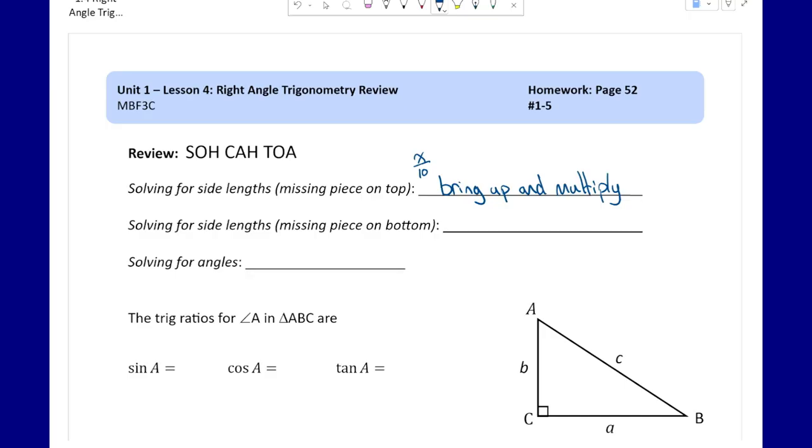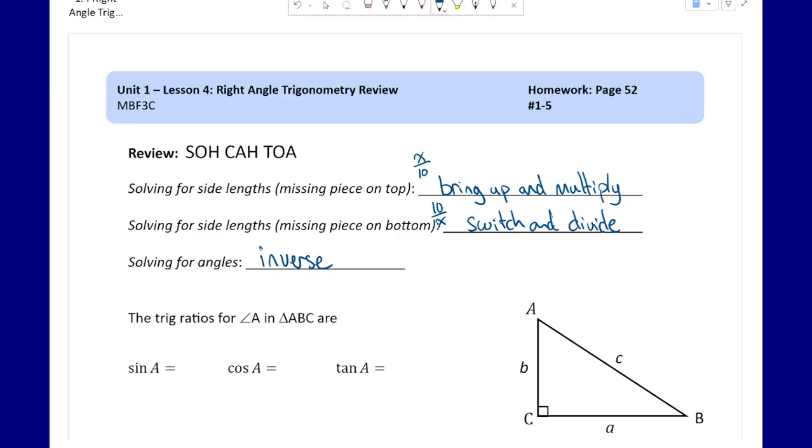If the missing piece is on the bottom, that'd be something like 10 over x. There the unknown is on the bottom, so we switch and divide. We switch that unknown with the ratio and the angle, and then we divide the numerator by whatever the trig ratio and the angle happens to be. Again, it's a shortcut, a phrase you can remember for what you have to do. And then finally, solving for angles, we always use the inverse.